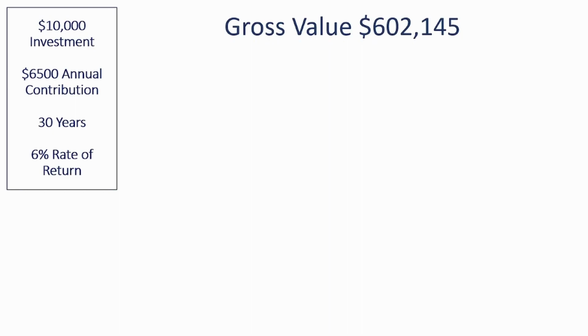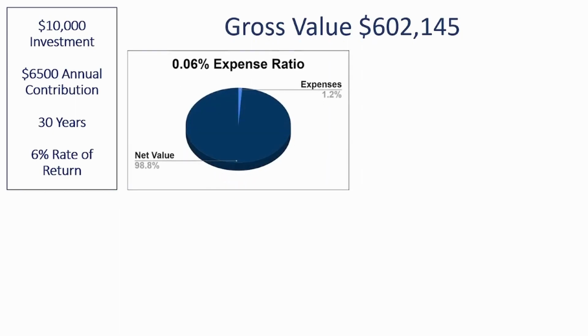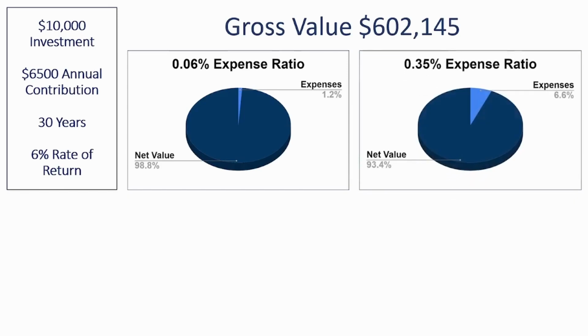For starters, the gross value in either one of these portfolios is $602,145. If we assume an expense ratio of 0.06% shown on the left, you'll see that our expenses make up 1.2% of the total net value at the end of 30 years. If we look at the one on the right, this ETF has an expense ratio of 0.35%.